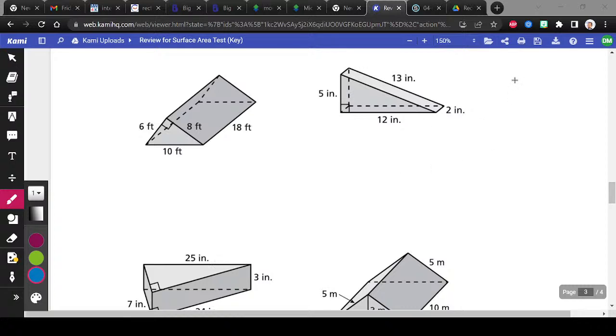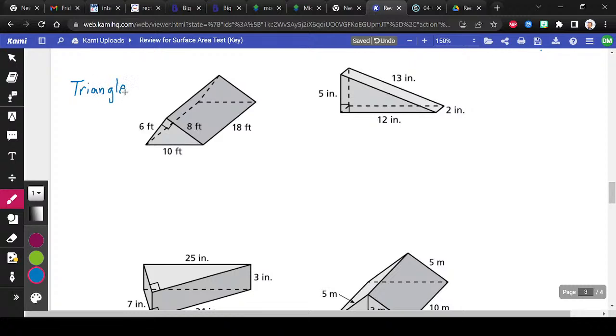Alright, here we go again. This time around we've got triangles. And when we look at the triangles, again we look for this box that shows us the two sides, because we're going to do base times height divided by 2. And so that's 6 times 8 divided by 2. And 6 times 8 is 48, divided by 2 is 24.